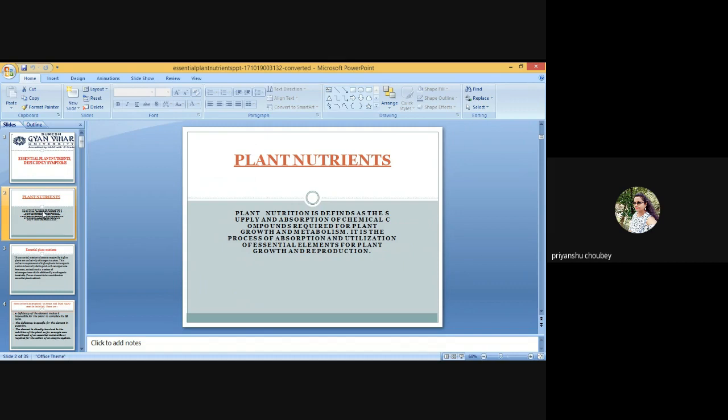Carbon dioxide consumed in photosynthesis provides the elements carbon and oxygen. Water provides hydrogen and releases molecular oxygen during the light reaction of photosynthesis.